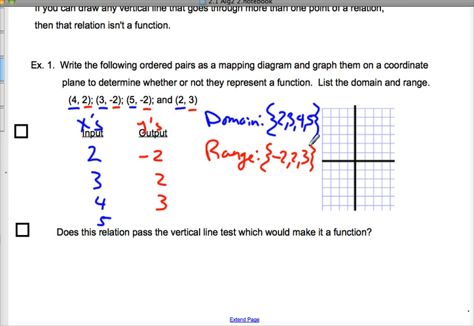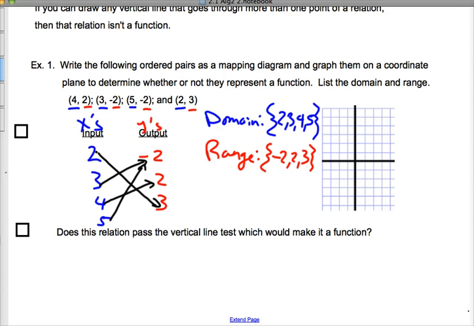The mapping diagram says, what does 2 go to? Well, when x was 2, it went to y is 3. So it's drawn over there. When x was 3, it went to y is -2. When x was 4, y was 2. And when x is 5, it also went to -2. There's your mapping diagram.